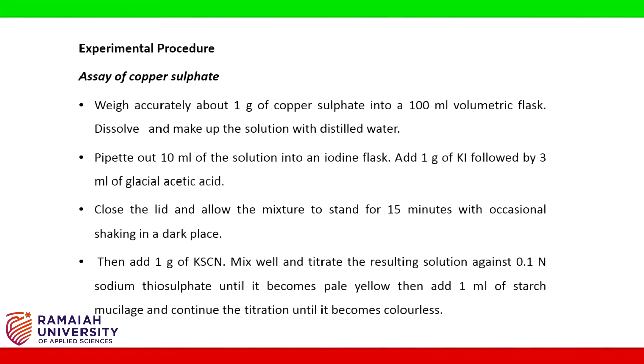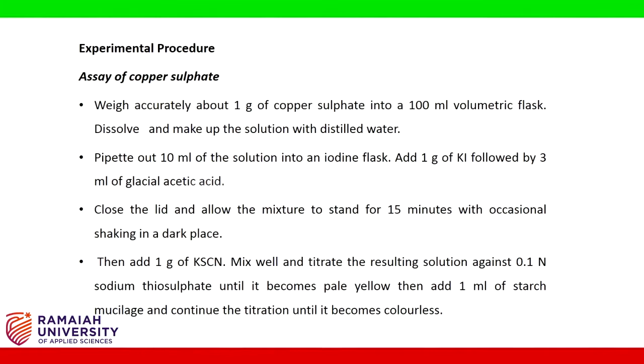Experimental procedure for assay of copper sulphate. Weigh accurately about 1 gram of copper sulphate into 100 ml volumetric flask. Dissolve and make up the solution with distilled water. Pipette out 10 ml of the solution into iodine flask. Add 1 gram of potassium iodide followed by 3 ml of glacial acetic acid. Close the lid and allow the mixture to stand for 15 minutes with occasional shaking in a dark place.